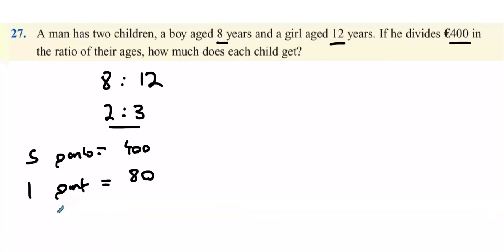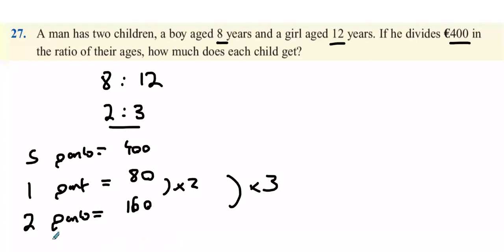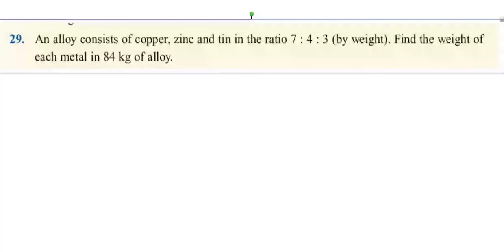Then you need to know what 2 parts and 3 parts are. 2 parts would be 160 because you just multiply by 2. And then to get 3 parts, you multiply by 3. And 3 parts will be 240, which is basically the same stuff. Okay, same answer. 29.